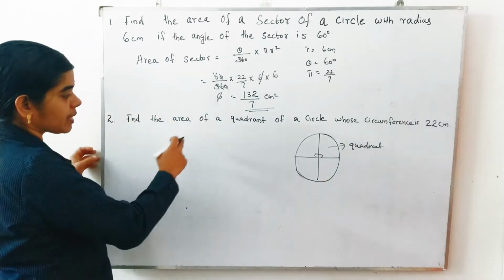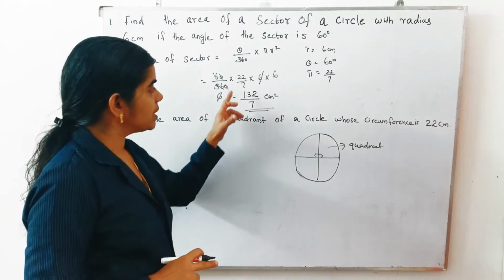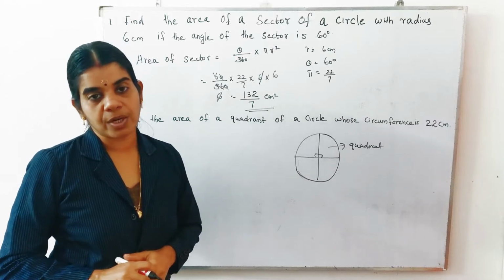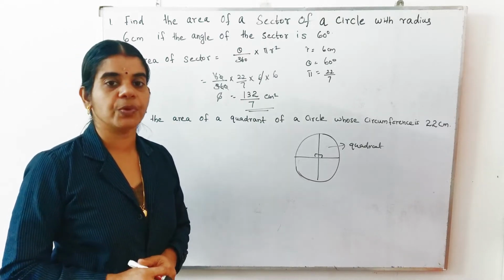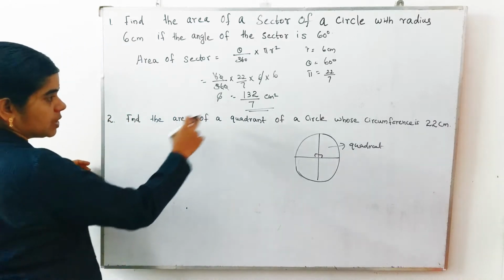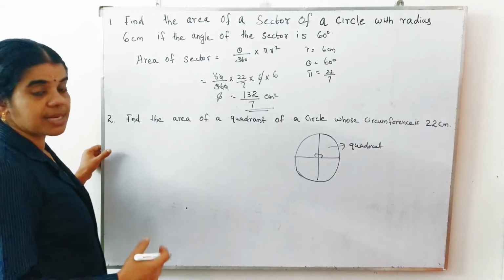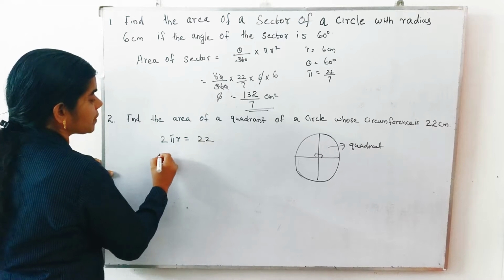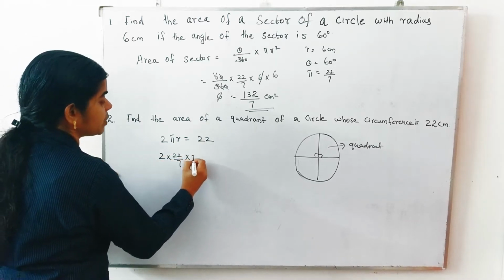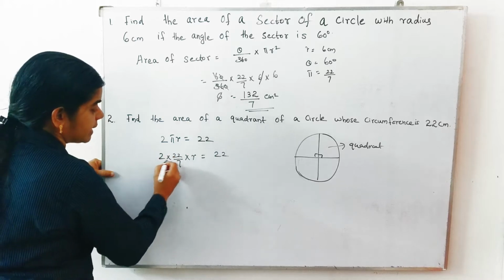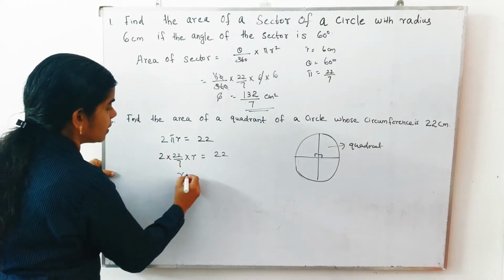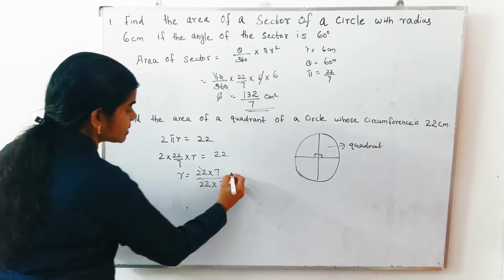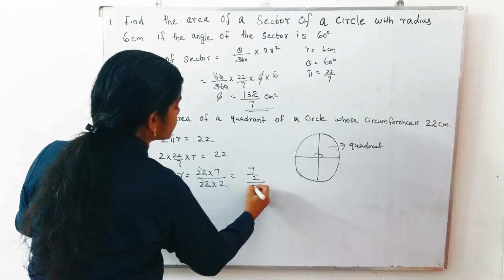So what will be the formula? Here we write 90 by 360 into pi r square. You will get the area of a quadrant of a circle because theta is equal to 90 degree for a quadrant. Here first the circumference is given, 22. So we can write 2 pi r is equal to 22. 2 into 22 by 7 into r is equal to 22. Then r is equal to 22 into 7 by 22 into 2. We can cut this. 7 by 2 will be the radius of the circle.